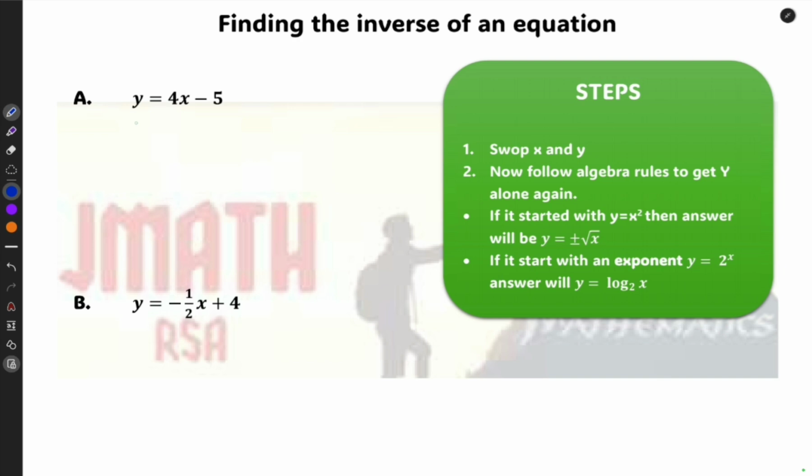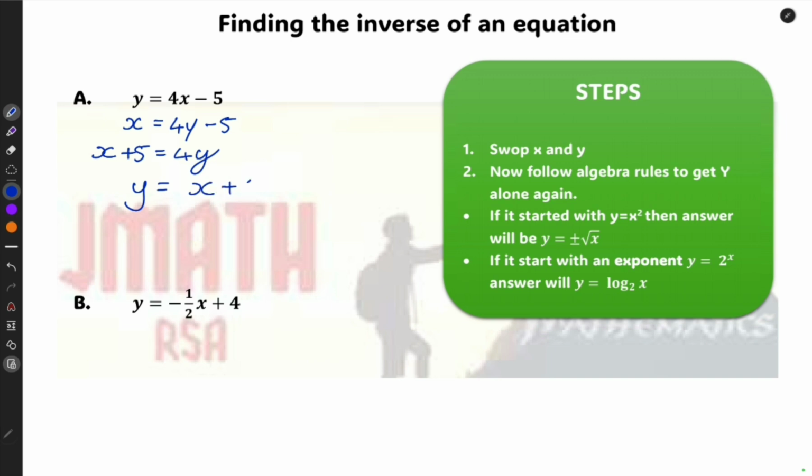Okay, question A. If my equation is y is equal to 4x minus 5, the inverse, step 1, would be if I swap x and y. So this would just be x equals 4y minus 5. Now I need to start the process to get y alone again. I need to move that minus 5 to the other side, so it becomes x plus 5 equals 4y, and I want y alone. So I'm just going to reorder, and I'm going to divide by 4.